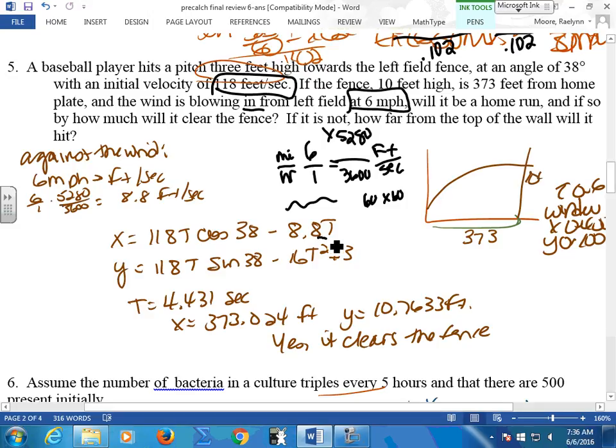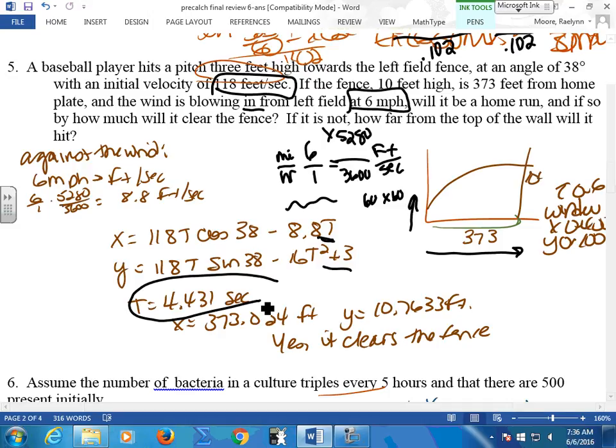Don't forget the T. This is per time, per second now. Here's your plus 3. This is a vertical change. There's your plus 3. Don't forget the negative 16t or the ball will never come back down. Trace it. Trace it until you get close to where x is 373. Give me 3 decimals on the time. And that's close enough. Be a little over 373. And show me that you're over 10 feet. Yes, it clears the fence.